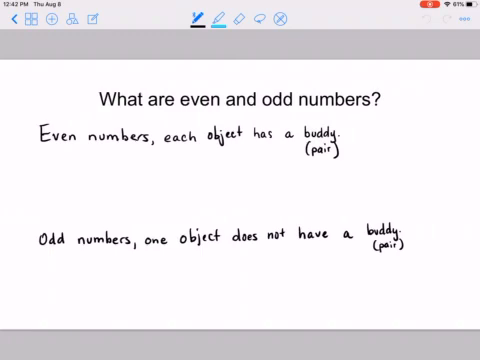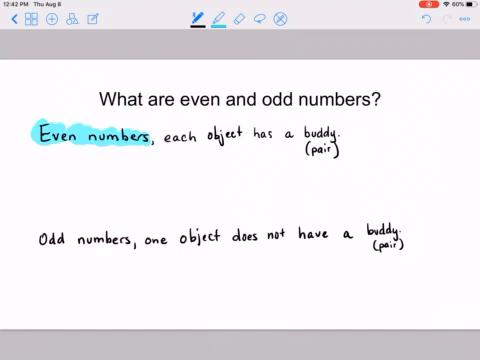So, first of all, what are even and odd numbers? So let's look at even numbers first. Even numbers, when we're looking at a group of objects, each object makes a pair, or it has a buddy. That's how I like to think about it when we're with second graders.